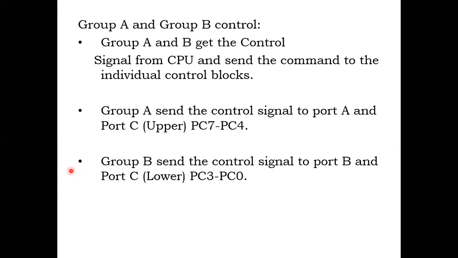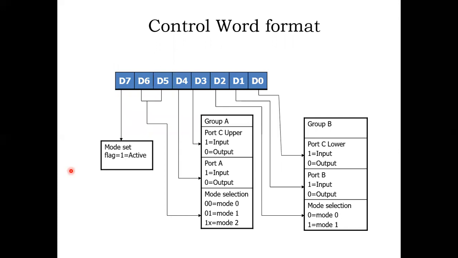Next, group A and group B control. They take the signal from the CPU and send the command to the individual control blocks. Group A sends the control signal to port A and port C upper, that is PC7 to PC4. Group B sends the control signal to port B and port C lower, that is PC3 to PC0. This is the control word format for the selection of group A and group B, as well as to select the mode of operation.